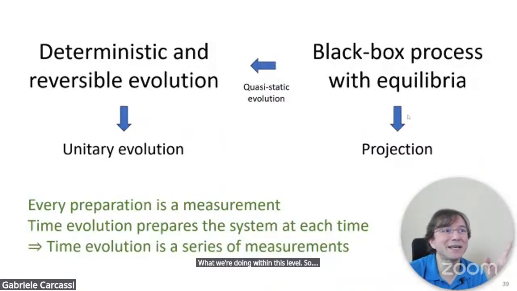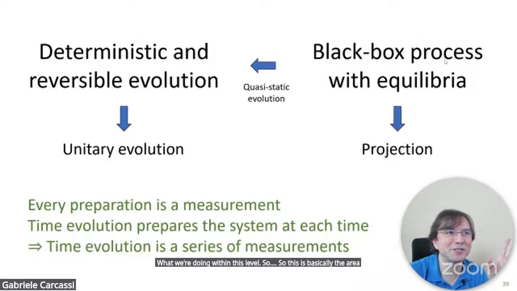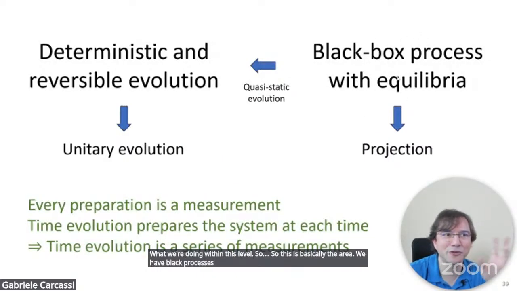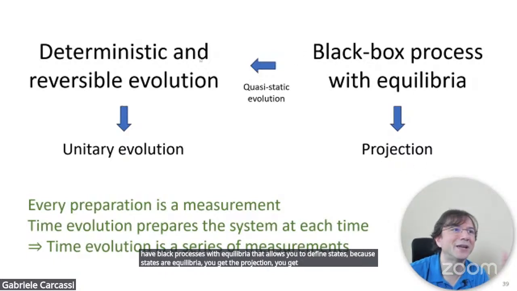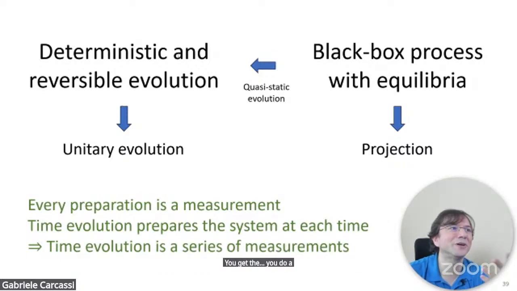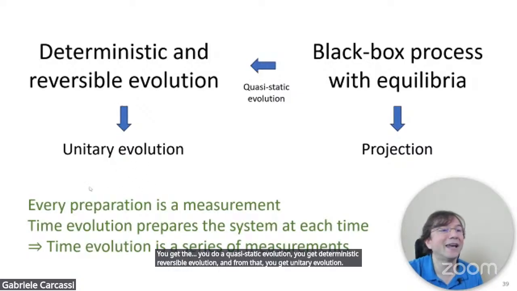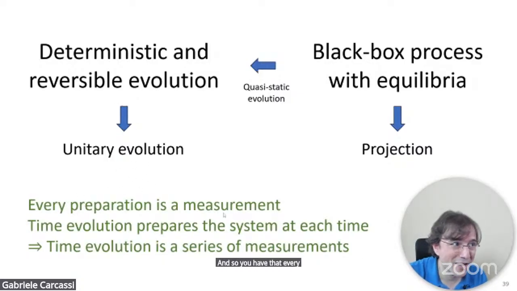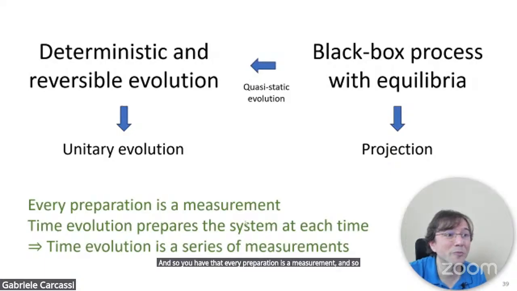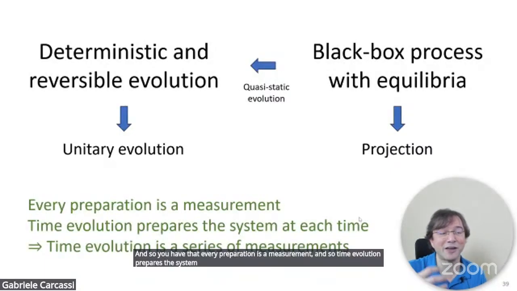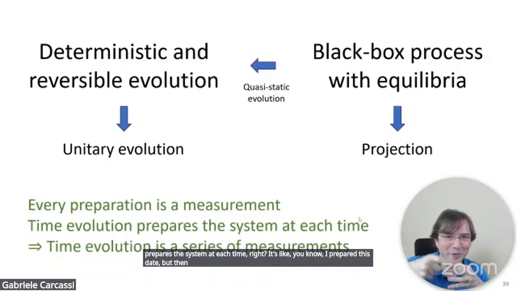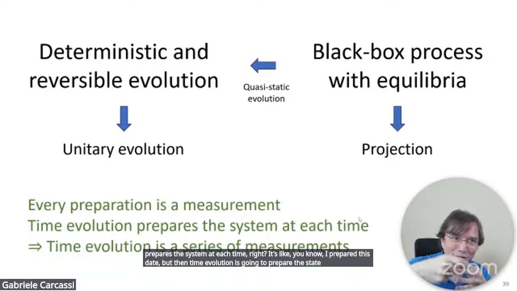So this is basically the idea. We have black boxes with equilibria that allow you to define states, because states are equilibria. You get the projection, you get the state space, you do a quasi-static evolution, you get deterministic irreversible evolution, and from that you get unitary evolution. And so you have that every preparation is a measurement, and so time evolution prepares the system at each time. So it's like, I prepared this state, but then time evolution is going to prepare the state at each of the other steps.